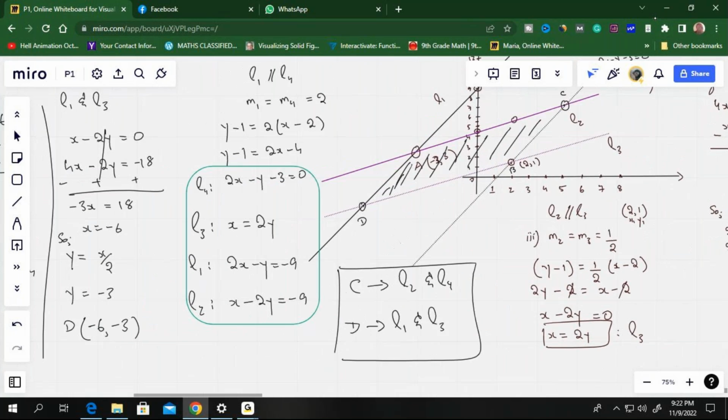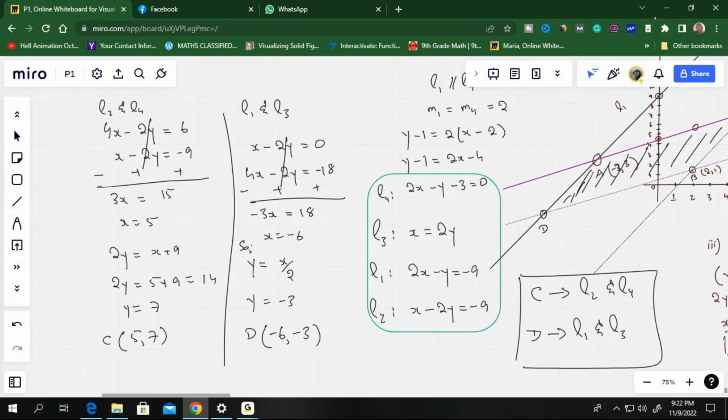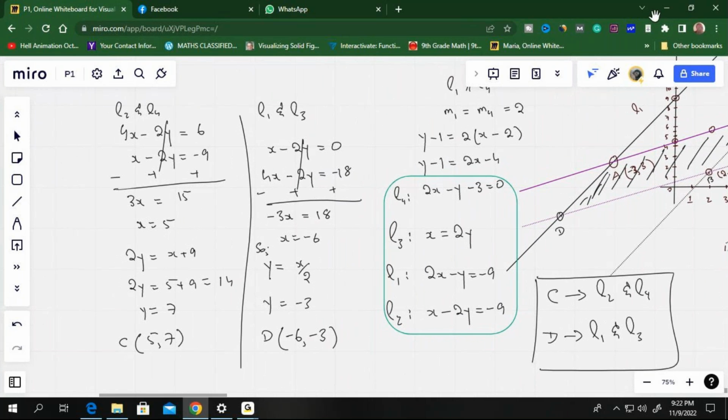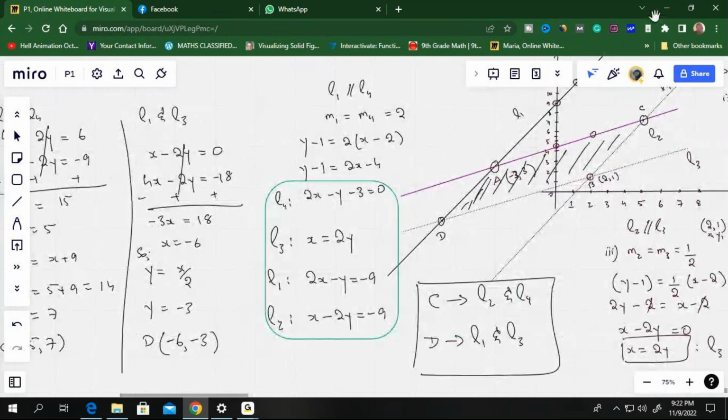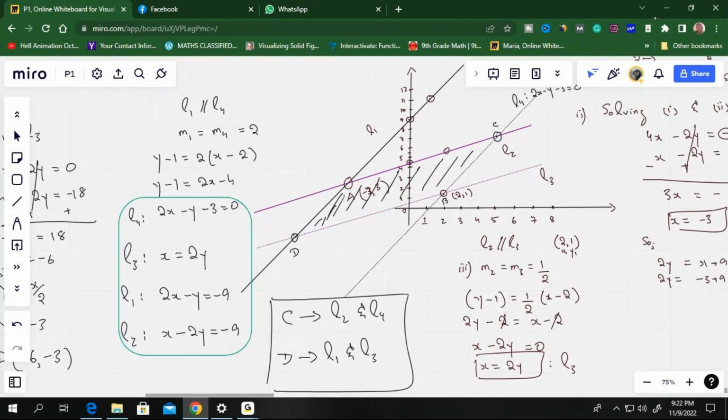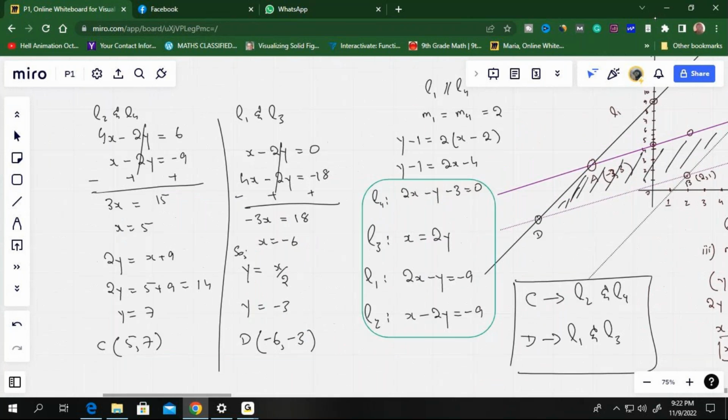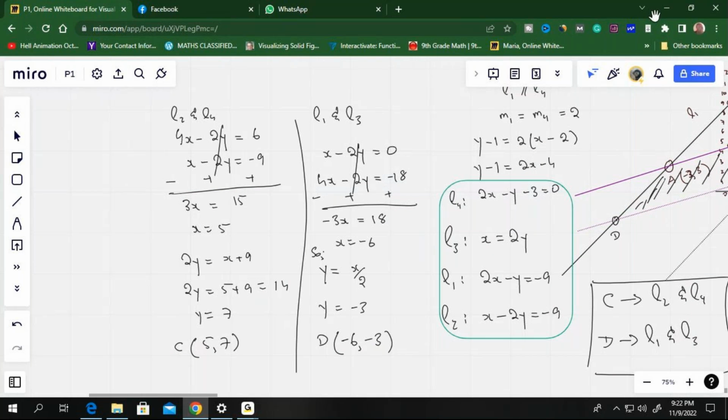I just did a calculation here so you can tally your work with mine. I solved equation L2 with L4 to get my point C. And I told you that C is lying in the first quadrant, meaning the X and Y coordinates both are going to be positive for C. You can see here, this is my L2 and this is my L4. These are the two equations. I decided to eliminate my y variable. You can eliminate x as per your choice.